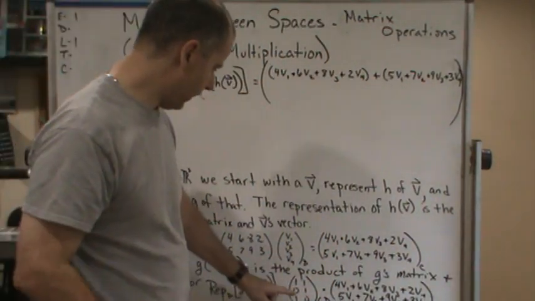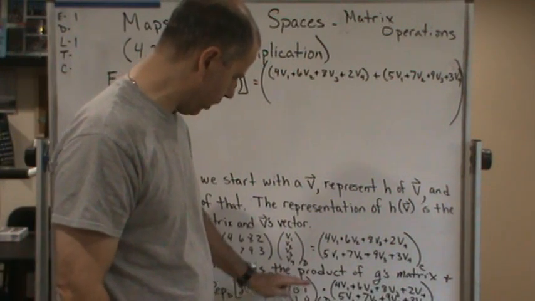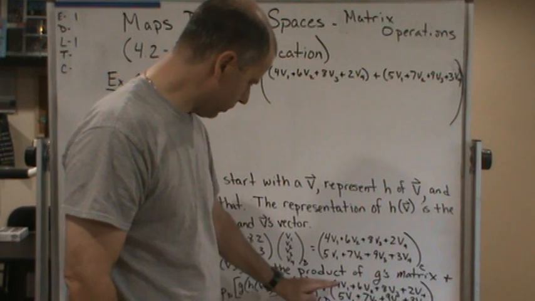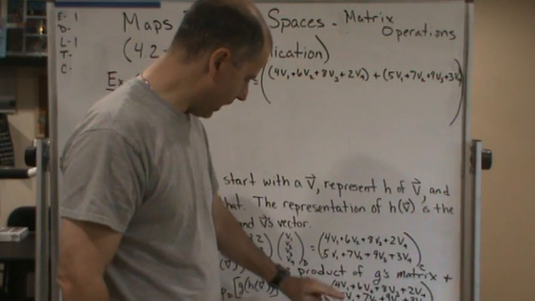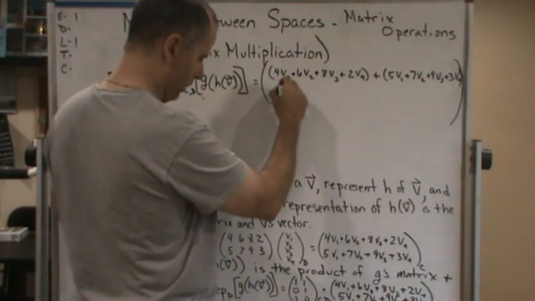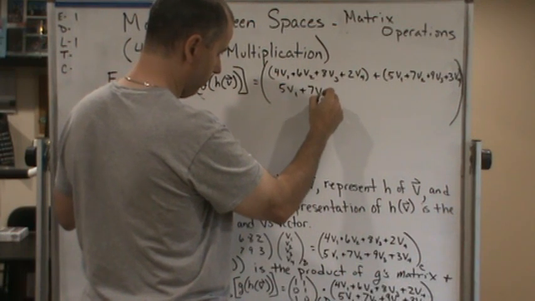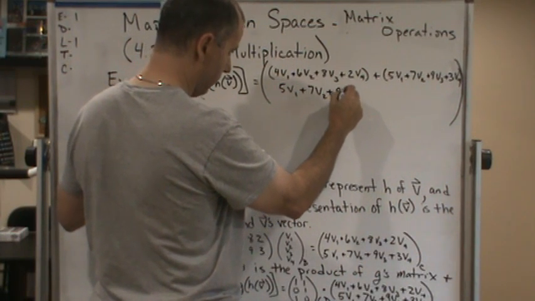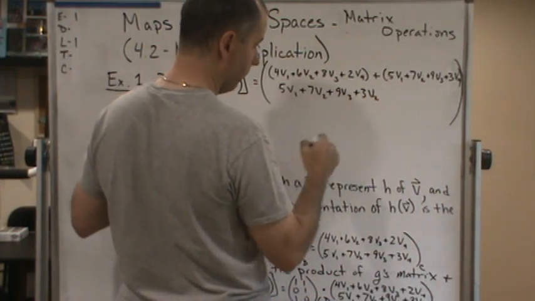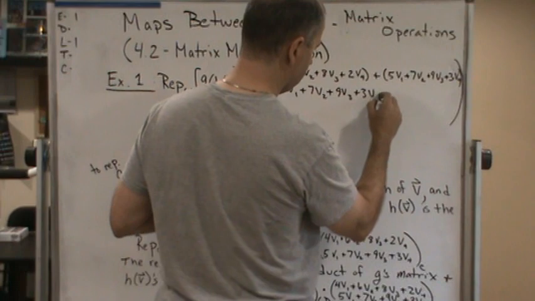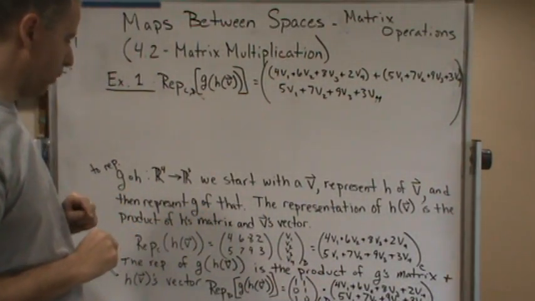Now I'm going to do the same thing here. Now I've done the first row with the column. Now I'm going to go down to the second row and do the same thing. So it's going to be 0 times this one, which is just going to give me 0, plus 1 times the bottom row. So that's just going to give me 5v1 plus 7v2 plus 9v3 plus 3v4. And so now we're done with that one.